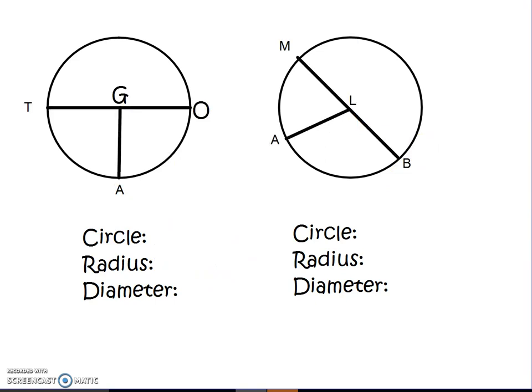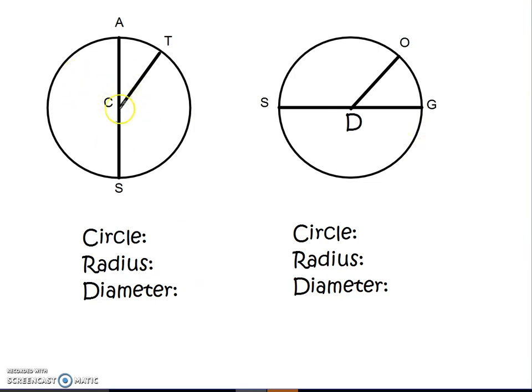Let's go to the next one. The name of this circle is the center. The center of the circle is G. The radius goes from the center to the outside edge. So we have GA, GO, and GT. Remember, we could have easily called this AG, OG, and TG. The diameter goes from one end to the other, so we can call this TO or OT. You're going to do this one by yourself.